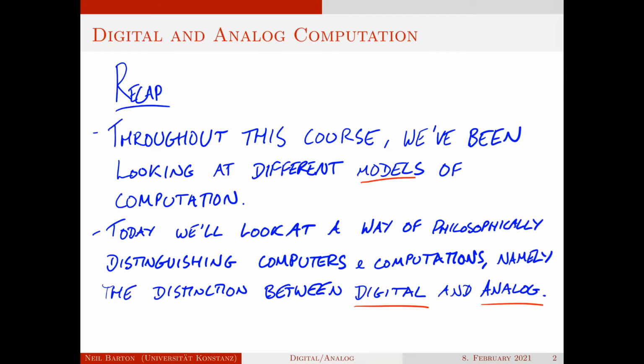Okay, so throughout this course we've been looking at different models of computation. For instance, we've looked at deterministic Turing machines, non-deterministic Turing machines, quantum computation, among a few others. And what we're going to look at today is a distinction that pops up in the philosophical literature, as well as some of the computer science literature, on how to distinguish between digital and analog computation. So what is a characterization of the difference between digital and analog, and how does this play into characterizations of different models and examples of computations?